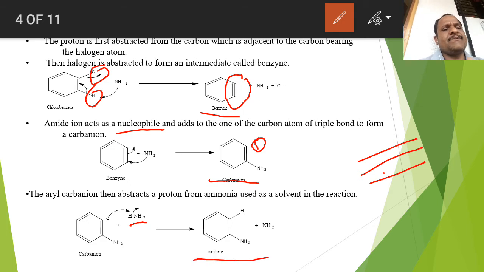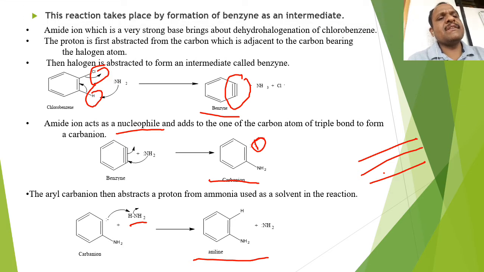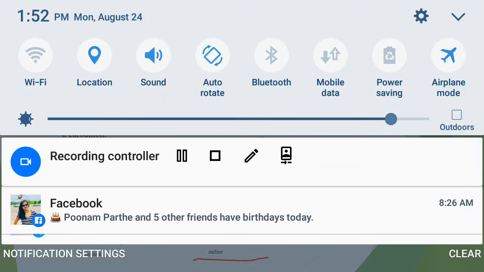So these are the steps involved in the benzyne intermediate or the elimination addition reaction. The name itself suggests that first there is elimination of Cl, and then there is addition of NH2. How this happens, you have to understand with the help of these three steps. Everybody clear on that?